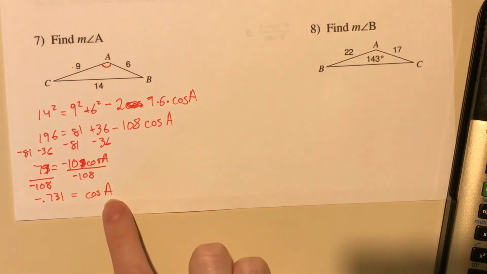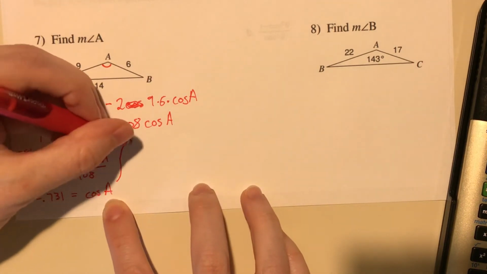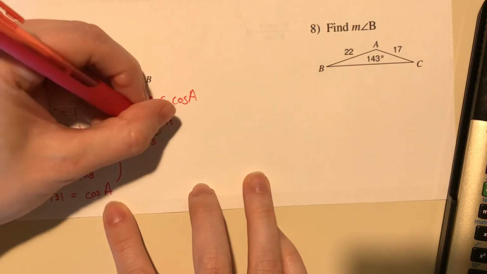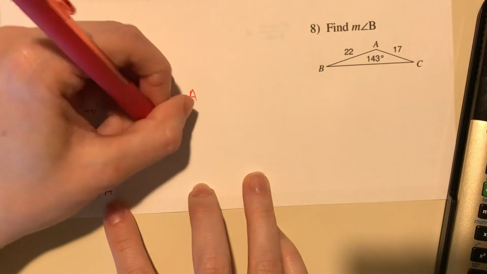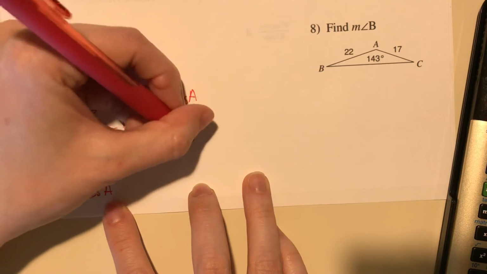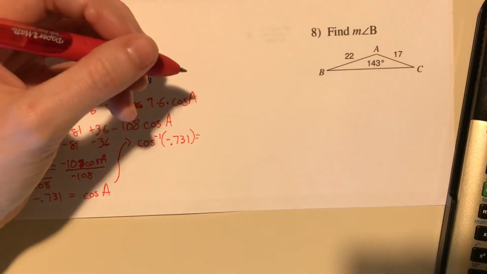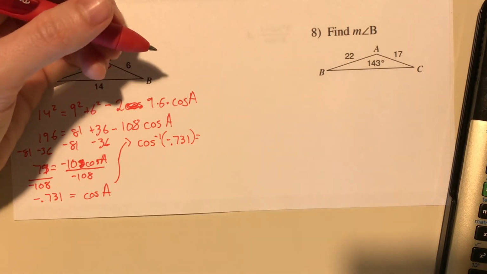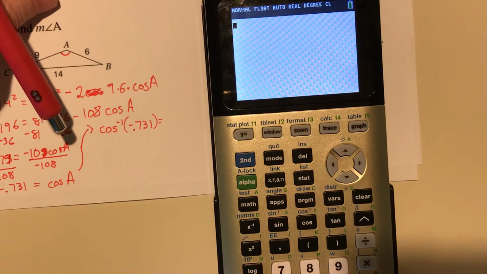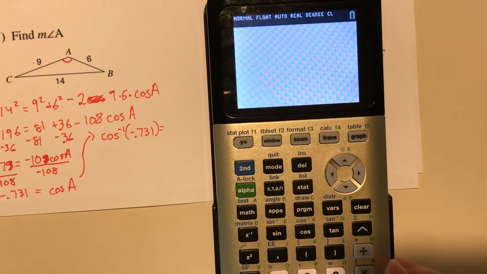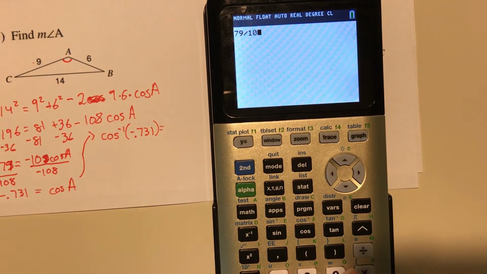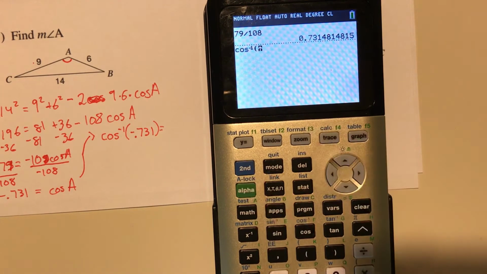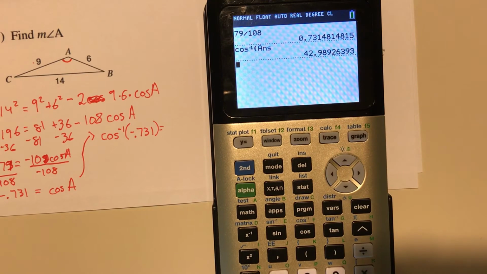And then remember, if we need to find the angle and we have its cosine, we're going to use inverse cosine. So we're going to say, all right, the inverse cosine, cosine negative 1, of negative 0.731 equals, and then we're going to test that on a calculator. And this is another time where I would probably use all of the digits that were available to me on my calculator. So I'd say, all right, what's 79 divided by 108? And then I would say, all right, the inverse cosine of that answer, just so that I can keep as many decimals as possible.